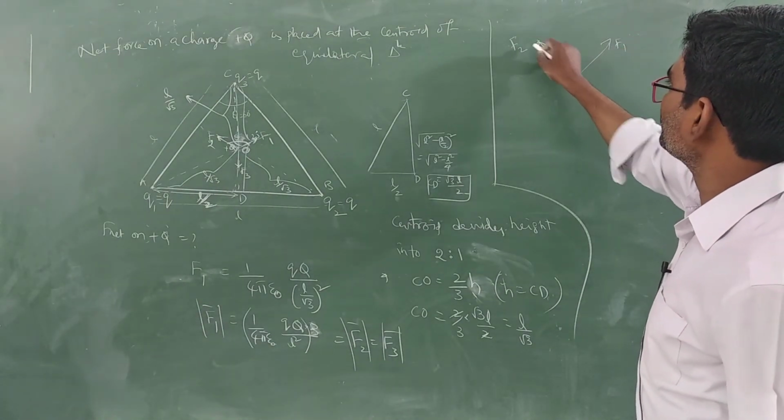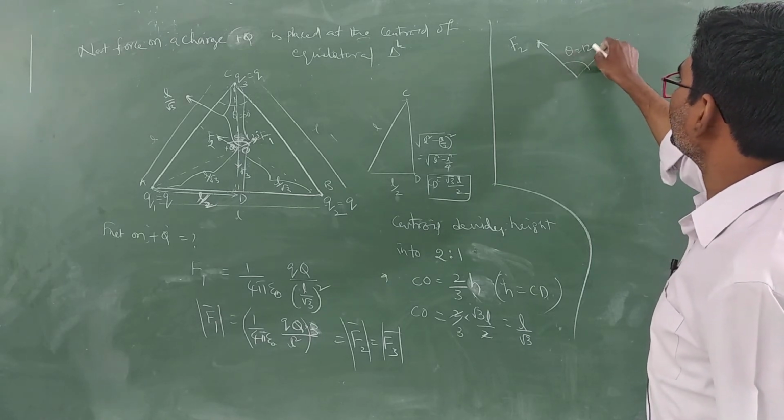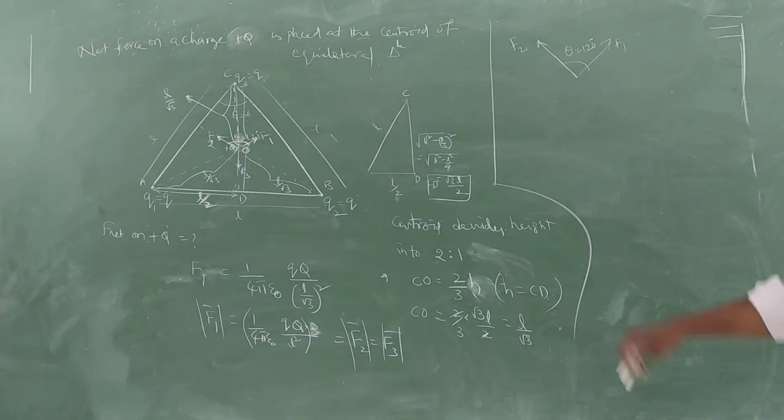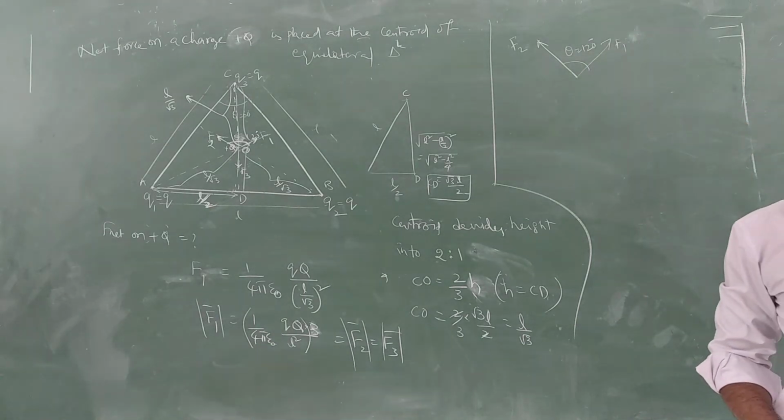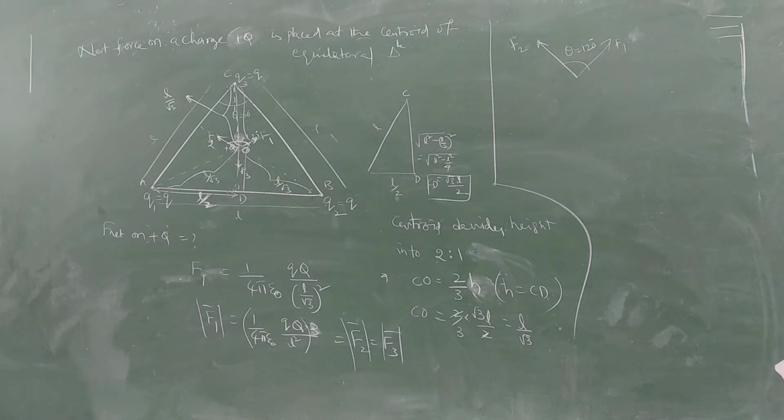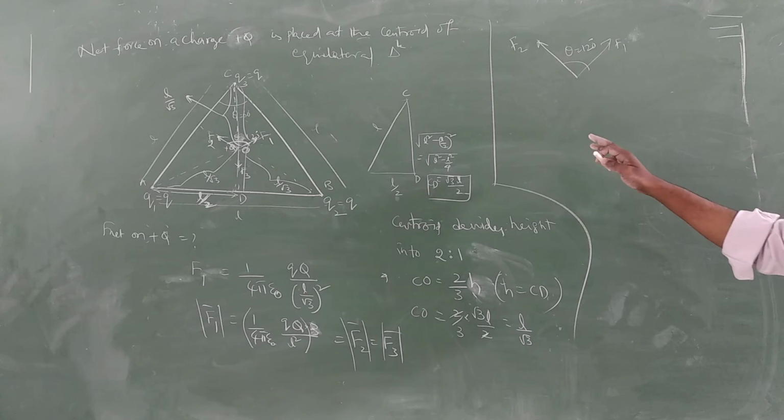F1, F2, theta is 120 degrees. See here, both are equal in magnitude. There is a direct formula: 2F cos theta by 2. You can use that formula or the parallelogram law, your wish.